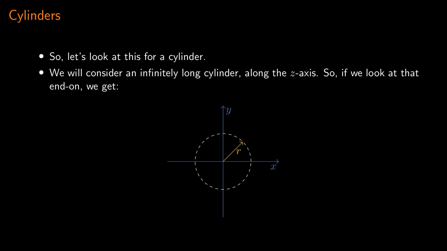So let's look at this for the specific case of a cylinder. Now, for reasons that I think will become obvious later, we're going to consider an infinitely long cylinder orientated along the z-axis. So if we look at that end-on, we'll get something that looks like this. So we're looking at it end-on, so we're looking down the z-axis, if you like. So we see our x and y-axis, as we see here in blue, and then this is our cylinder here, represented by this dashed circle of radius r.